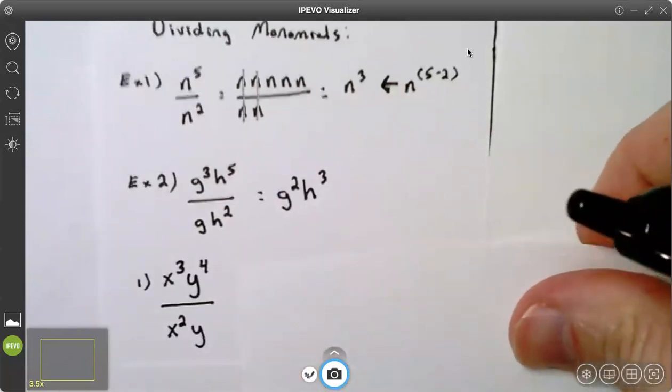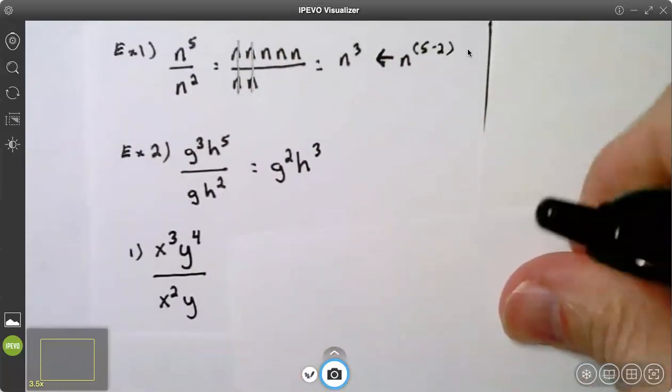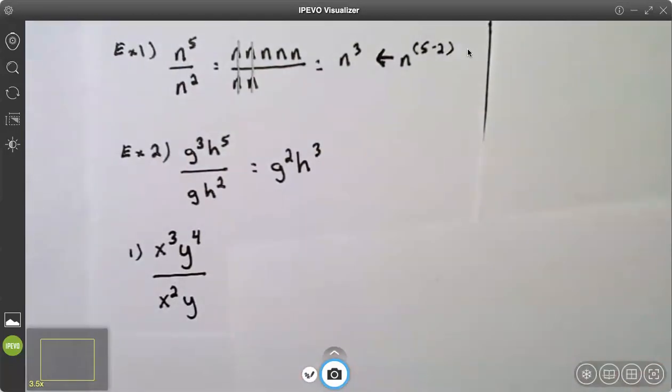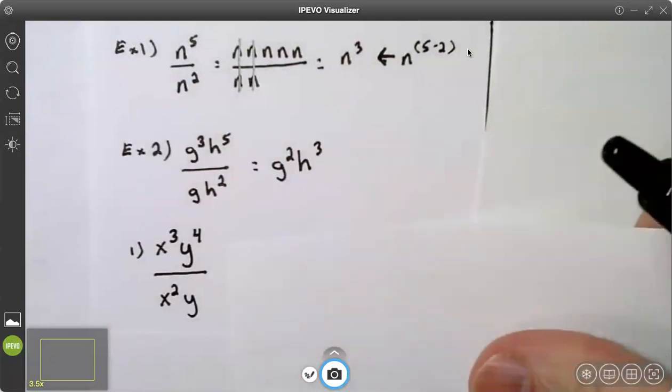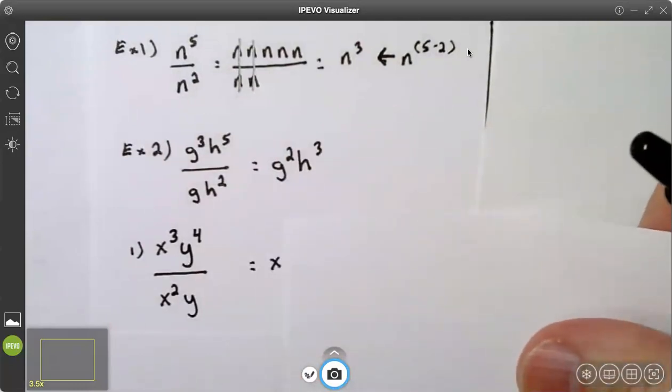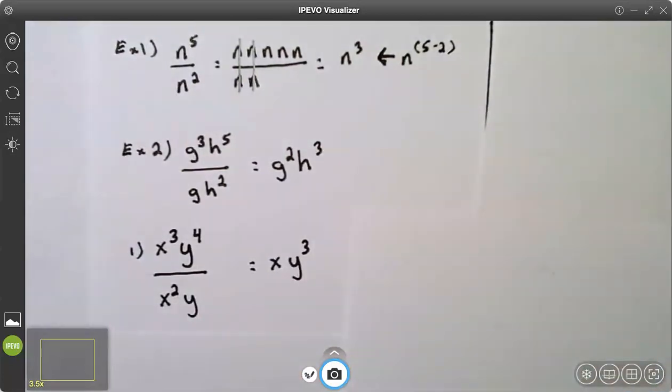Example 3. Well, actually, here's one for you to try. So on the x's, 3 minus 2 is 1. 1's understood. I don't write it. On the y's, 4 minus 1 is 3.